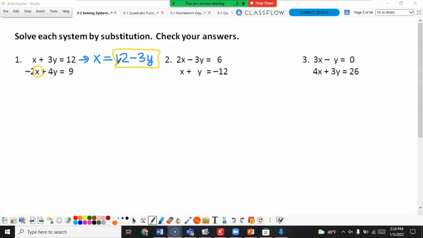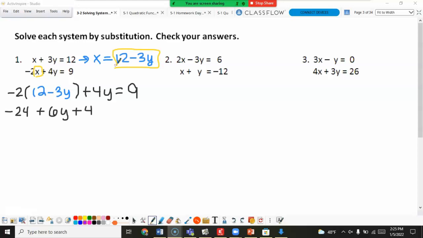So we get -2, replace x with 12 minus 3y, plus 4y equals 9. You never want to substitute the equation you solve for into the equation you solve it from. It's like you cannot plug 12 minus 3y into this x because it will just cancel out. Now you're just going to do algebra, so -24 plus 6y plus 4y equals 9. Combine like terms on the same side.